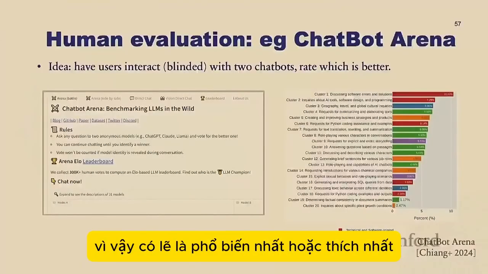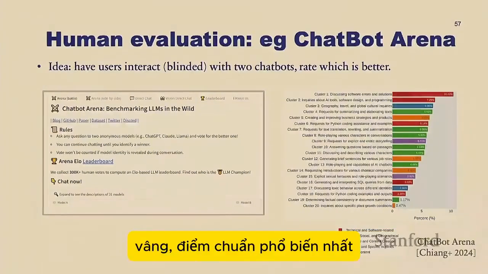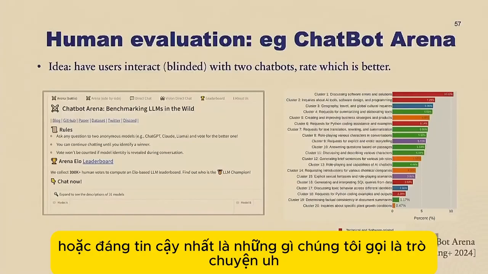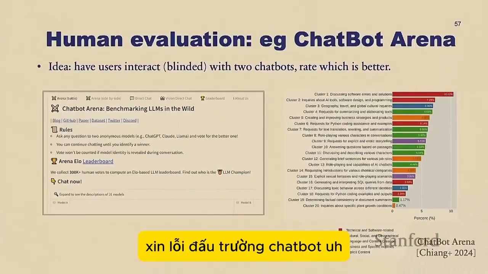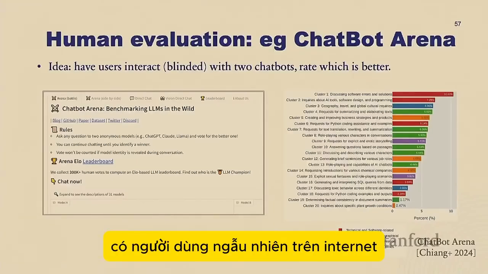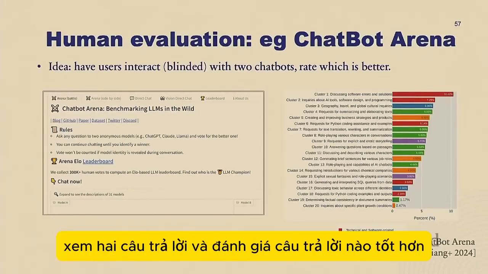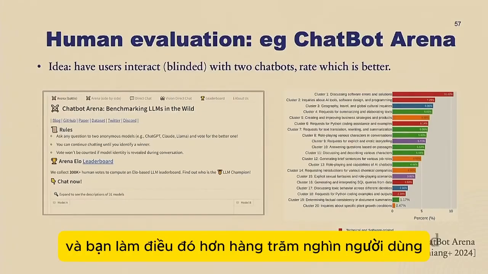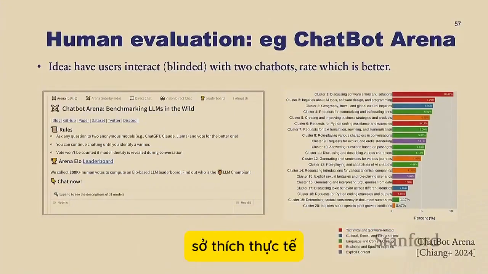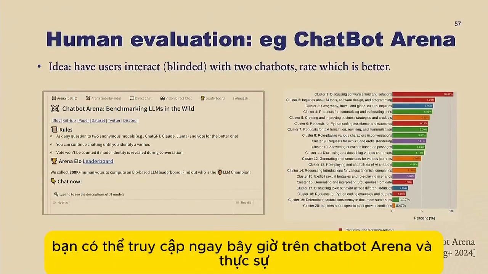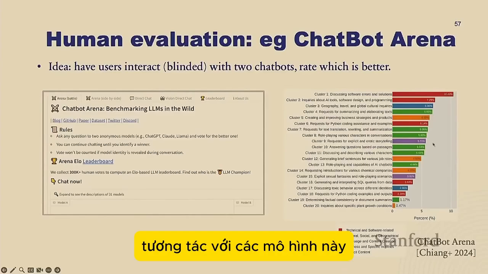Okay, so probably the most common, or the most trusted benchmark, is what we call Chatbot Arena, which is basically: go on the internet, have random users blindly talk with 2 chatbots, ask many questions, see the 2 answers, and rate which one is better. You do that over hundreds of thousands of users, and then you get the actual preferences, and you get rankings of models. So you can go right now on Chatbot Arena and actually interact with these models.